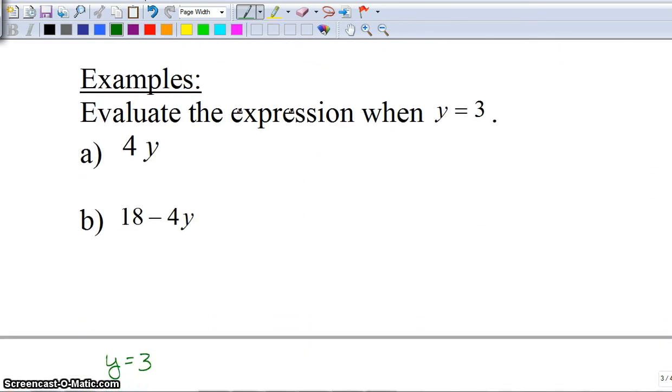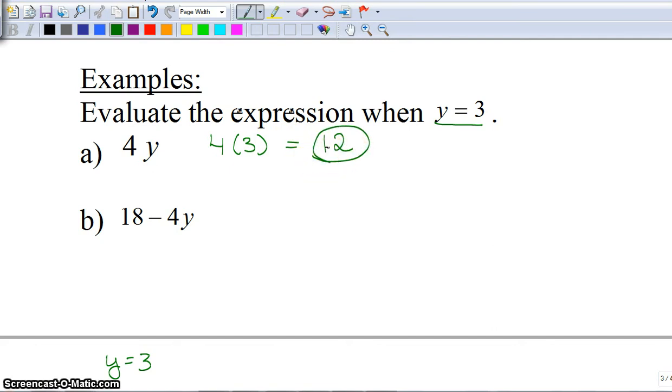Okay, so let's look at these. We're going to evaluate the expression when y is equal to 3. So the first one, I have 4y, or 4 times y, so I'm going to have 4, and wherever I see a y, I'm going to plug in 3. So now I have 4 times 3, and I know that 4 times 3 is 12.